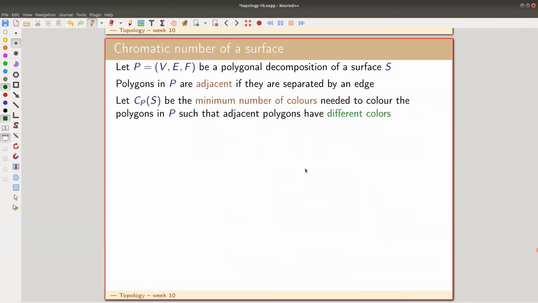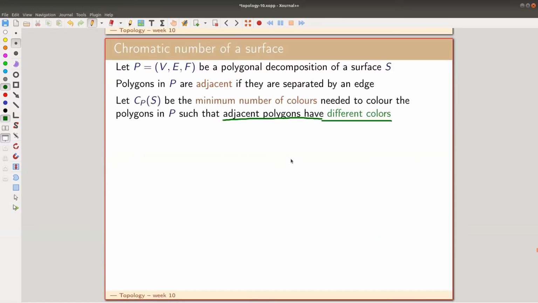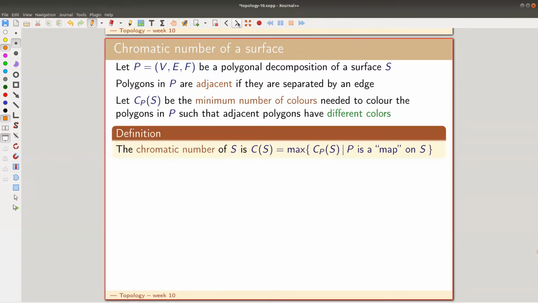Okay, and I call the minimal possible number that is needed to color something in this coloring, such that adjacent polygons have different colors, exactly as in this picture, the chromatic number of the surface. So chromatic, like colors, and surface, of course, is involved. And precisely, the chromatic number of the surface is the chromatic number of the polygon decomposition associated to the surface, so of the map, if you want, and the chromatic number will be the maximum of all of them. So the maximal number of colors needed to color your surface.